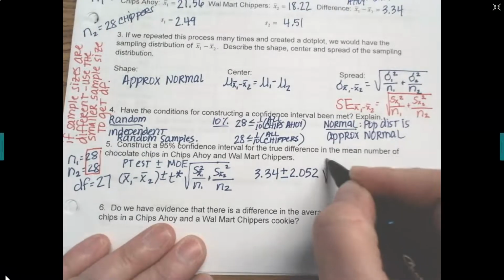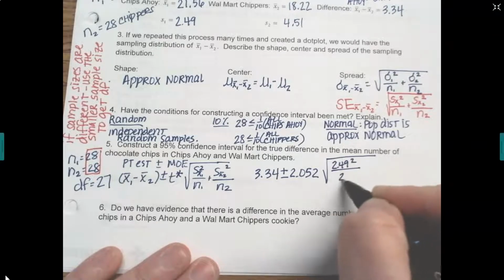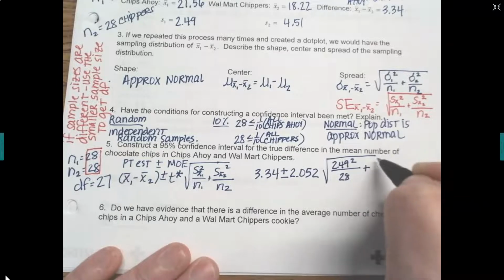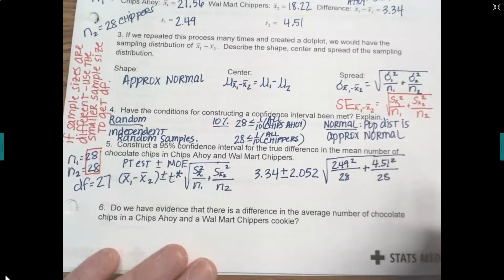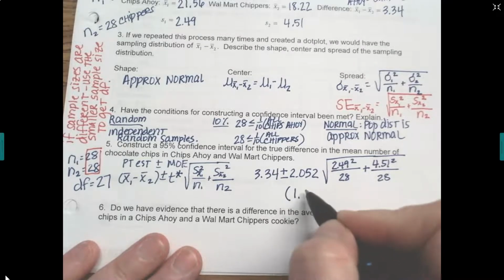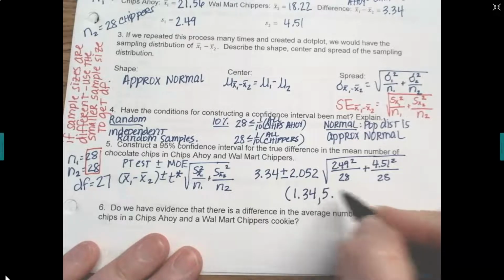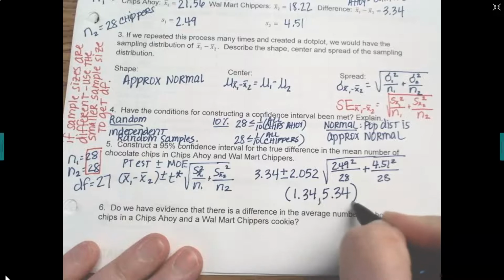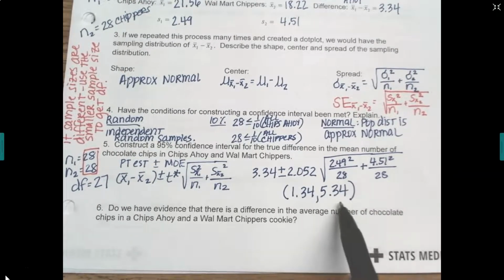All right, and then we're going to fill in our standard error: 2.49 squared, divided by that sample size of 28, plus the standard deviation of the other, 4.51 squared, divided by that sample size. When I put these into my calculator, I got my low number of 1.34 and the high number of 5.34. So we have our interval of plausible values.